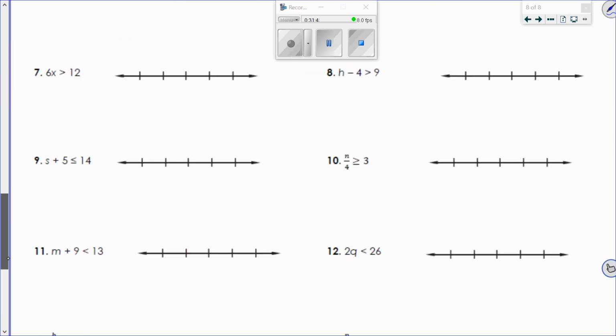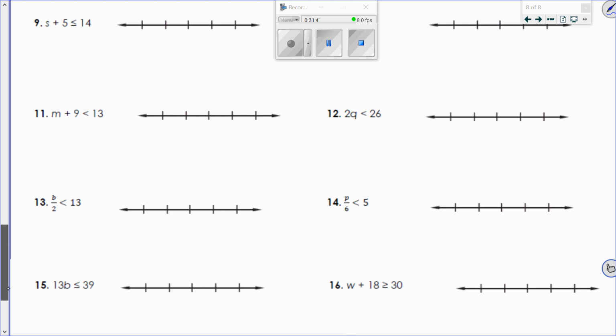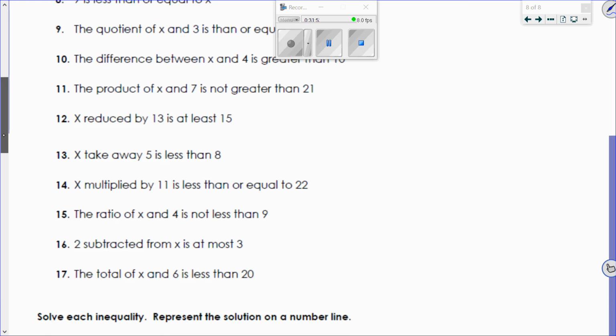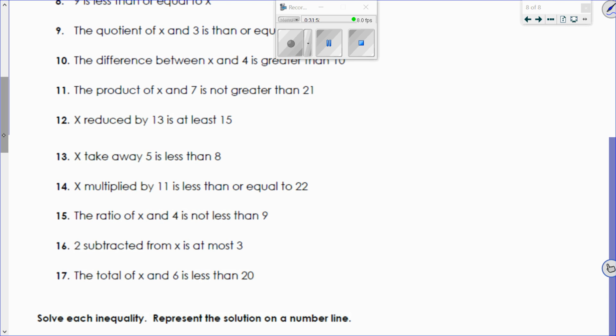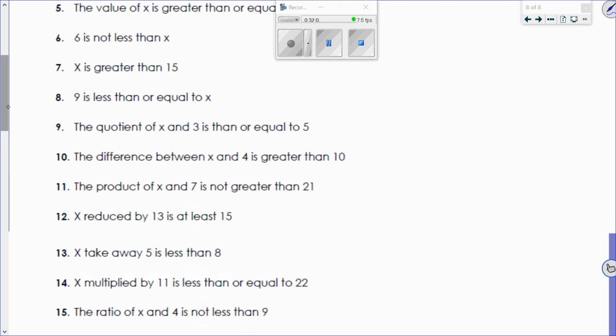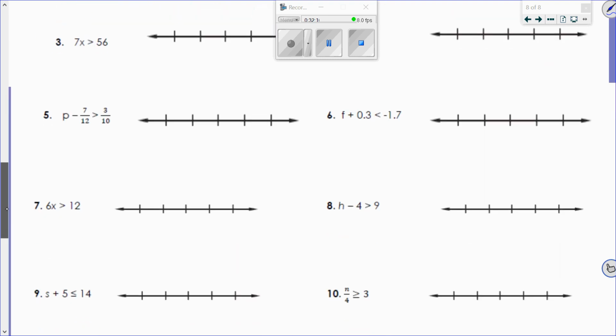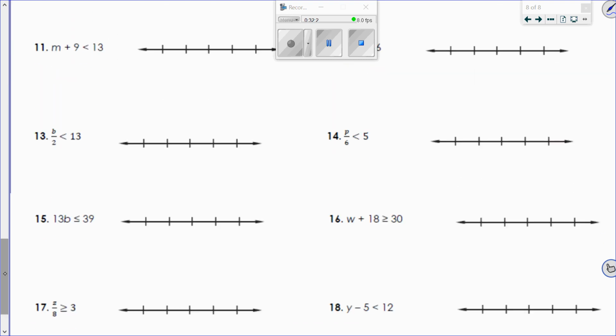You'll notice there is one that was wrong. It's number 9. The quotient of x and 3 is less than. So add the words less than in there. Okay? All the rest of them should be good. We did throw some decimals in there just to make sure you couldn't do it all with mental math. But overall, they shouldn't be too bad.